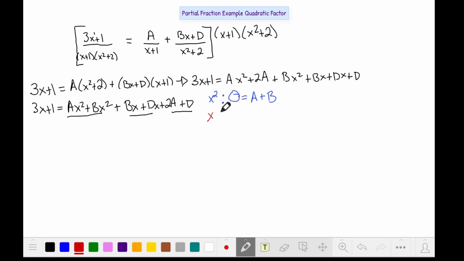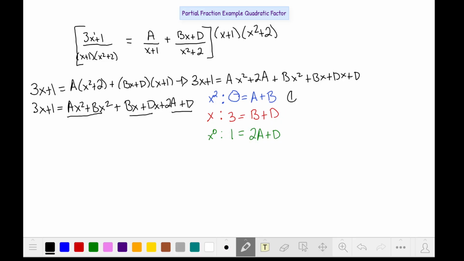Then we're going to have an x term. And the x term is just b plus d on the right-hand side. And on the left-hand side, we do have a term with an x. So we're going to have 3, because it's 3x, equals b plus d. And then finally, we've got the non-x terms. So that's an x to the 0 term. And we're going to have 1 on the left-hand side. And that's going to be the a and the d. So it's 2a plus d.